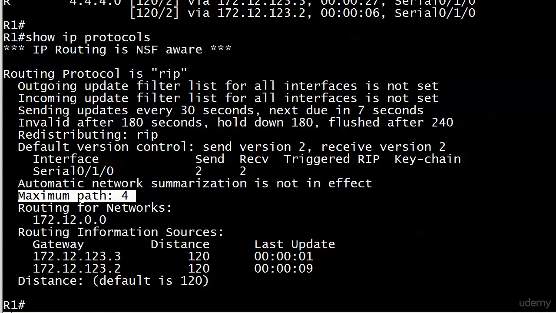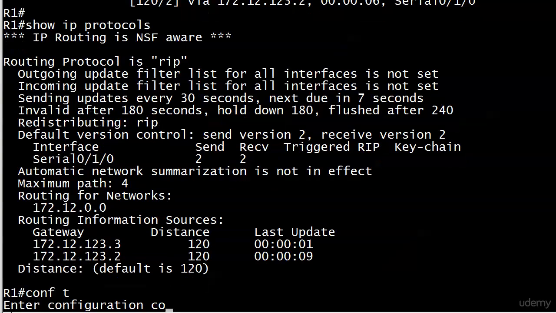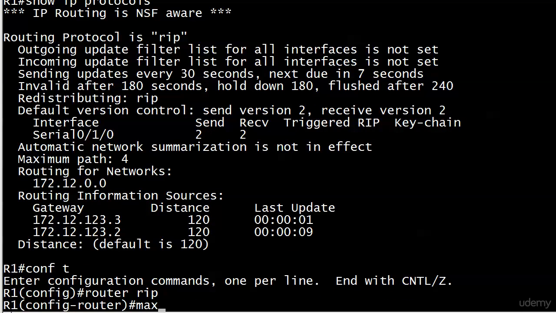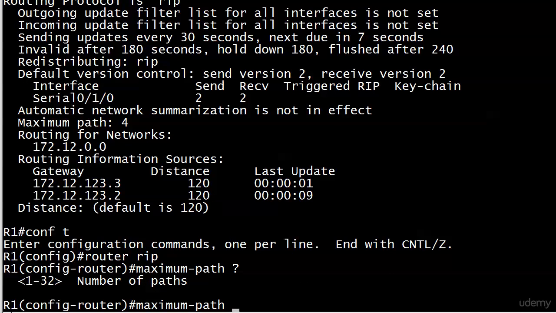Now, if you want to change that, I'll show you how to do that. The name of this command will not surprise you. Maximum path. So if you've got a lot of RIP paths you want to load balance over, you could certainly raise that. You may have reason to lower the number. Usually people just leave it right at 4.